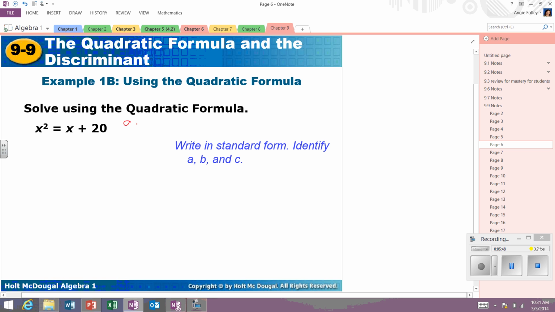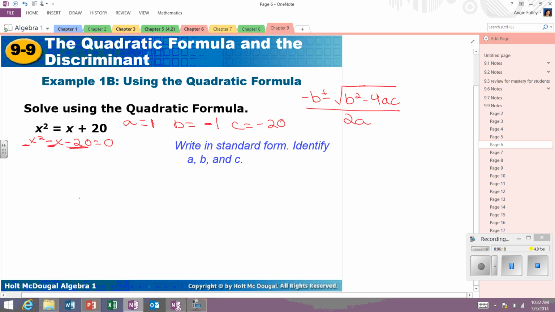So my A, actually we got to move stuff over. So I'm going to move my X over and my 20 over because I need everything set equal to 0. So now my A is 1, my B is negative 1, and my C is negative 20. So my formula, again, is negative B plus or minus square root of B squared minus 4AC all over 2A.